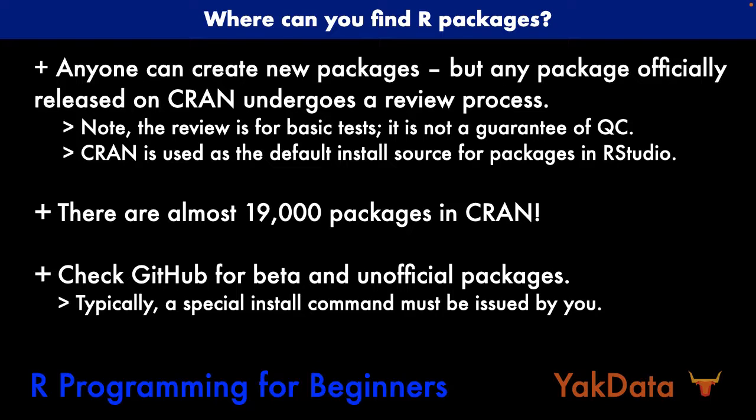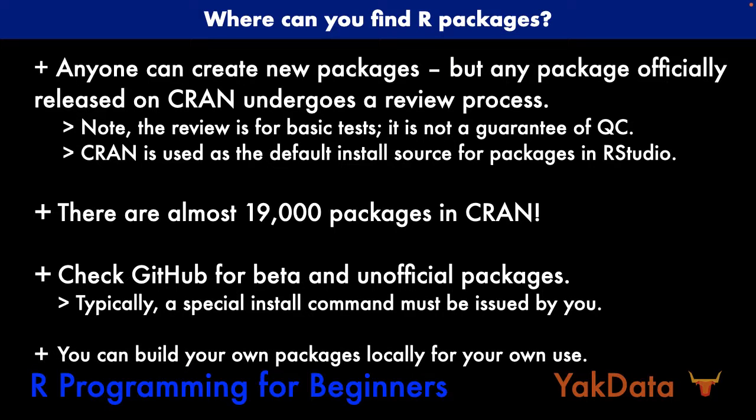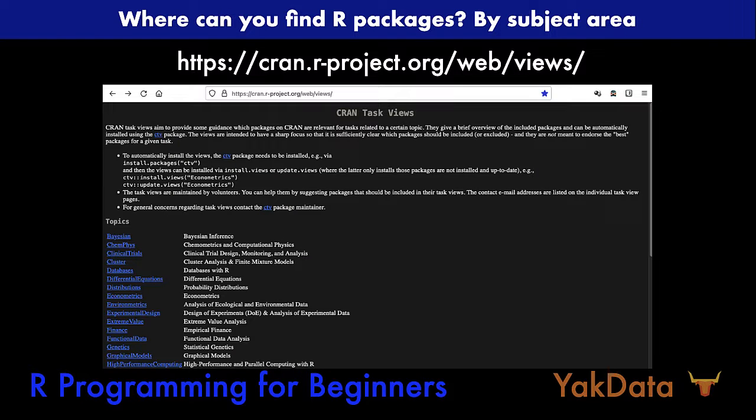Likewise, there are other packages not on CRAN that might be of interest to you for special topics, either in beta or unofficial packages that they just haven't gone to the trouble of releasing on CRAN because they're more niche. Check out GitHub. So there's a lot of packages on GitHub. In fact, many of the highly used packages on CRAN are also on GitHub. So if you want to install packages from GitHub, you have to issue a special install command. It's typically documented on the GitHub repository. Also, you can build your own packages locally for your own use, which is beyond the scope of this course. If you'd like to find packages by subject area, check out CRAN Task Views.